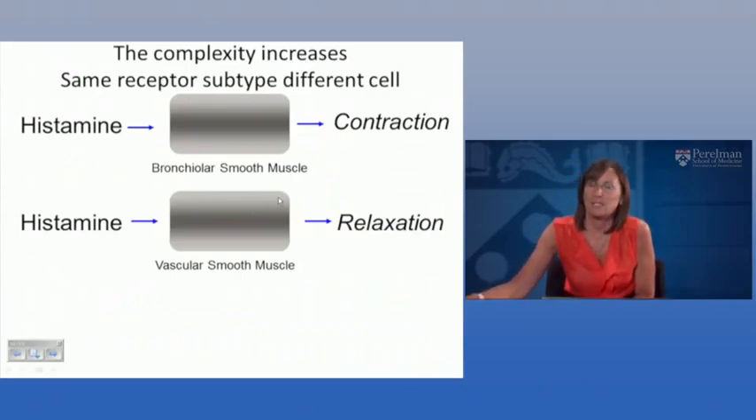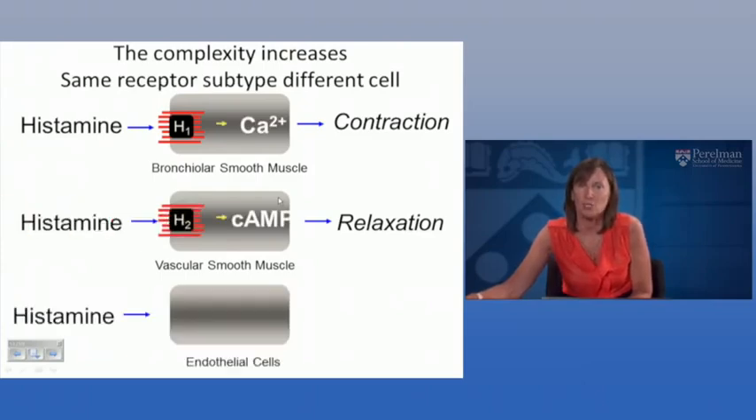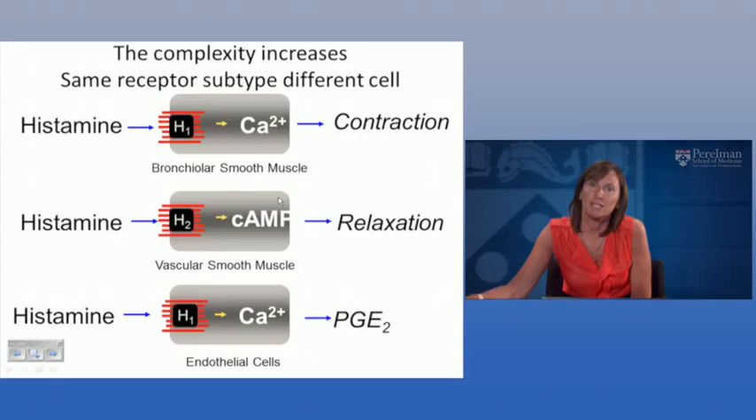There is another element of complexity that is important. The top two panels you have seen previously, histamine binding to an H1 or an H2 receptor. The H1 receptor, through an increase in intracellular calcium, bringing about contraction. The H2 receptor, an increase in cyclic AMP, bringing about relaxation. But now we have another element to consider.